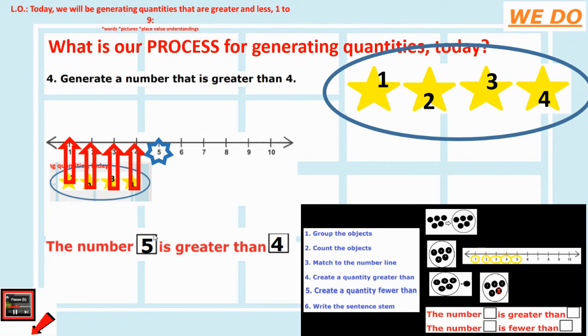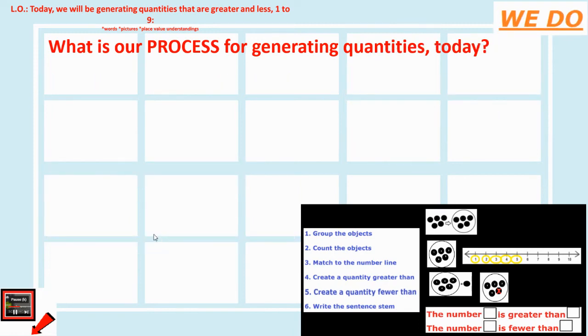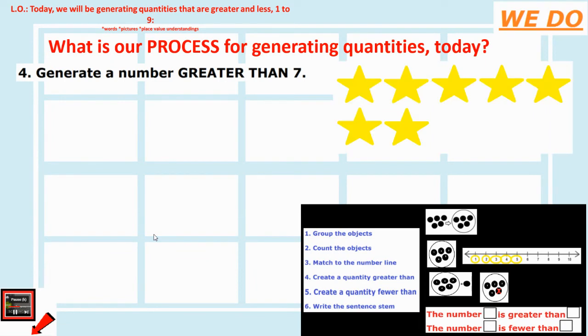If you got that correct, high five yourself. If not, pause this video, and with an adult at home, go ahead and see where your issue was and go ahead and correct that for yourself. If you're ready, let's go to the next one. One more we do. Generate a number that is greater than 7. So again, go through all the steps, pause the video, complete it, and when you're ready, come back to me.